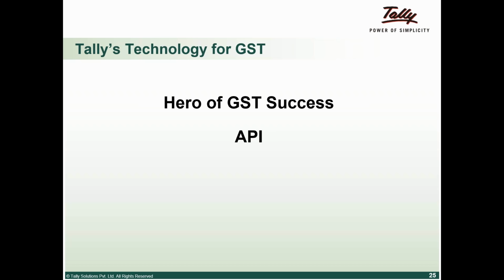So the hero of GST, if you see, is the API. So what is this API? It's basically application program interface. And this is what I mentioned in the previous 2 slides, where I said the technology part, we said this is the real digital B2G that is going to happen.